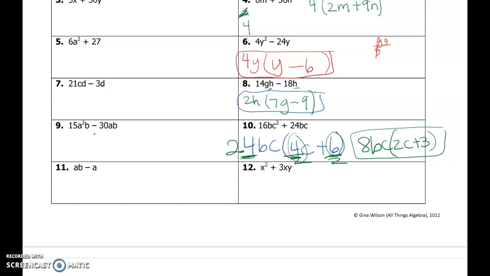So let's try number 12. I have x squared and 3xy. So I take out an x, and I get x plus 3y. So I hope that helped you guys.